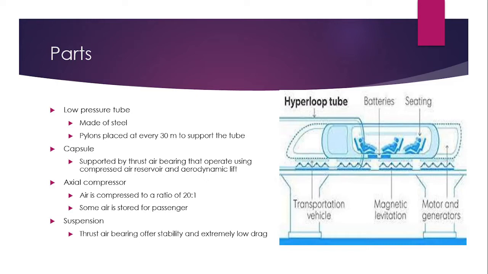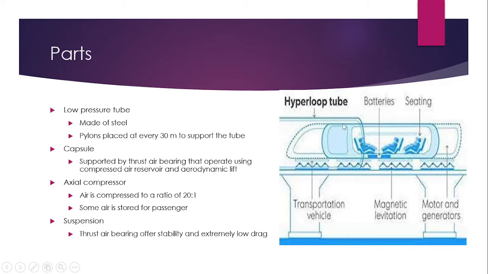The main parts of Hyperloop are: there is a low pressure tube. It is made of steel and it is supported by pylons. Every 30 meters there will be one pylon for supporting this low pressure tube. Inside the low pressure tube there will be a capsule, and inside this capsule the passengers will be sitting.